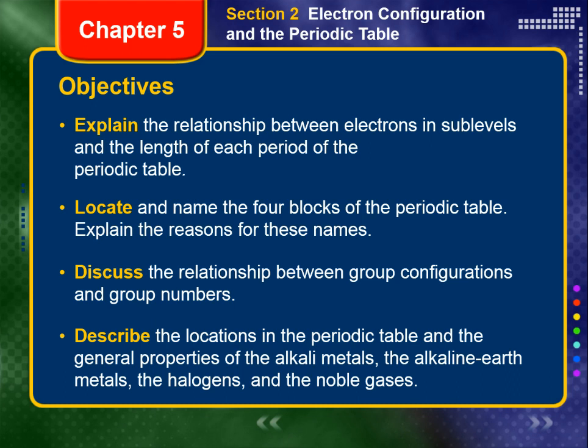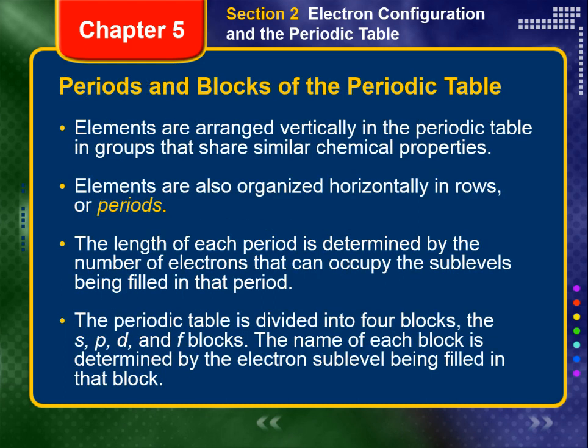After this video, I want you to be able to explain the relationship between electrons and sublevels and the length of each period of the periodic table, locate and name the 4 blocks of the periodic table and explain the reasons for these names, discuss the relationship between group configurations and group numbers, and describe the locations in the periodic table and the general properties of alkali metals, alkaline earth metals, the halogens, and the noble gases.